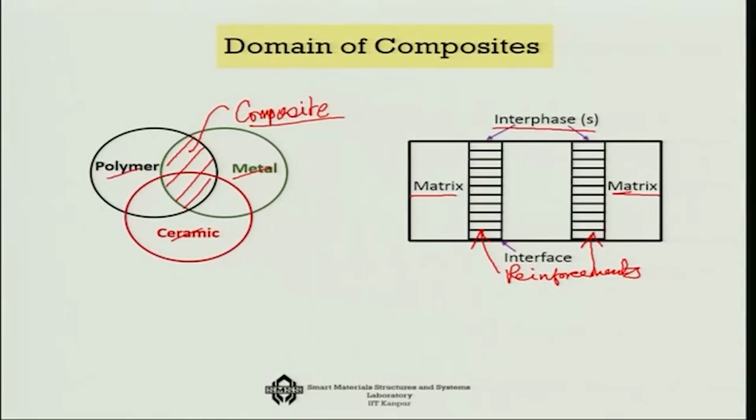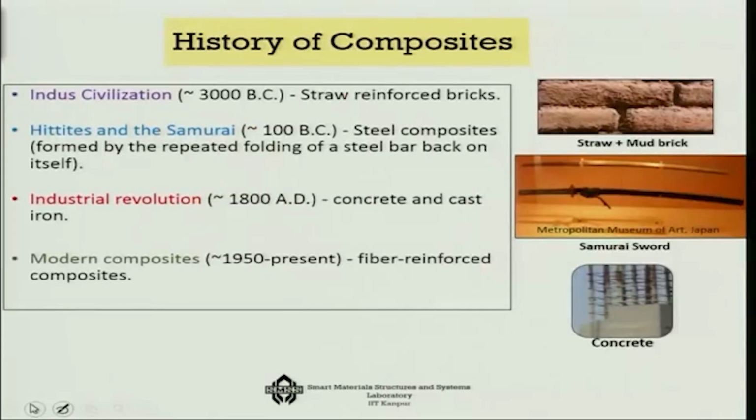These reinforcements have interfaces with the matrices, and that interface is to be designed in such a manner that there is no discontinuation or debonding between the reinforcement and the matrix. If that happens, then the purpose of the composite will be defeated.